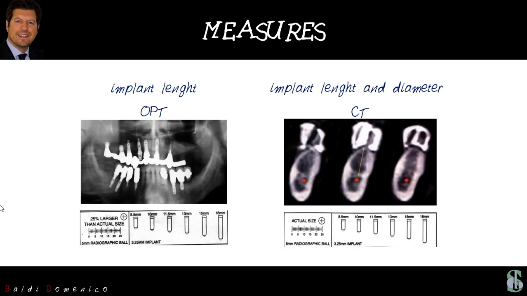In fact, when we take the measure, we have two kinds of possibilities. One is a bidimensional view that we can have with OPT. In this case, we can have only the length of the bone and, of course, of the implant. We can also have the measure with the CT. In this case, we have the three-dimensional view of the bone, so we can have the length and the diameter of the bone, and, of course, also of the implants.